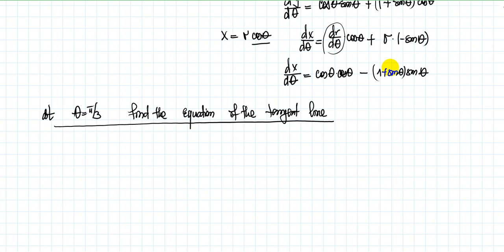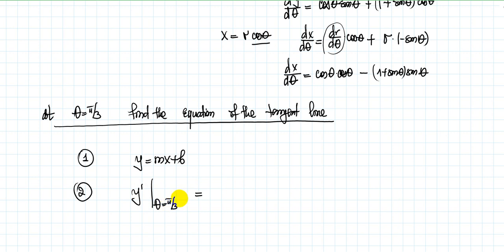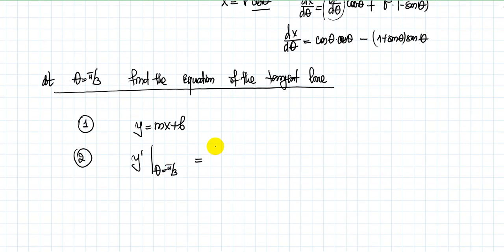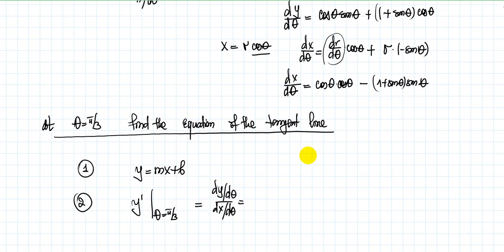So again, we need to do 4 steps, right? Step number 1 is we need to write down the equation in the form mx plus b. In step number 2, we need to write down the f prime, and we need to evaluate this at theta equal to pi over 3, right? So we say that f prime, y prime, is equal to dy d theta divided by dx d theta. So what is the dy d theta? It is this value, right?